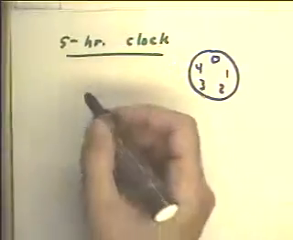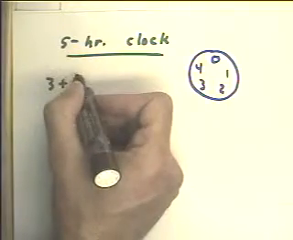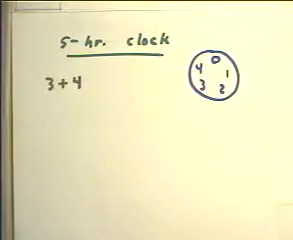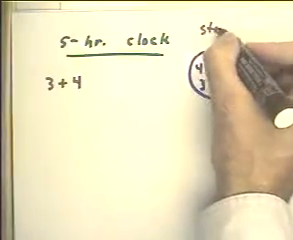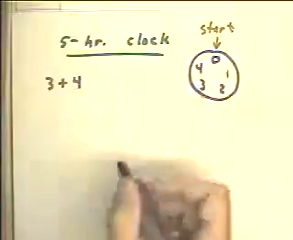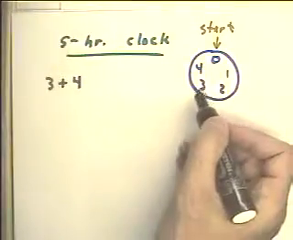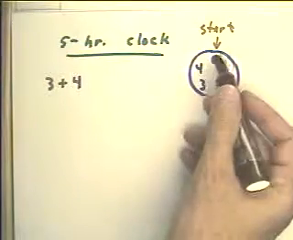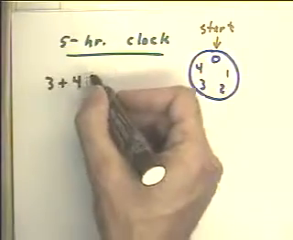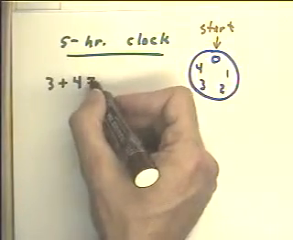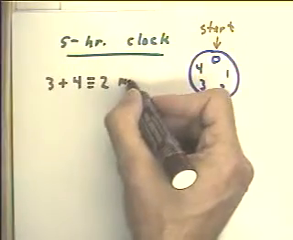What would we mean by, let's say, 3 plus 4 on the 5-hour clock? Let's say we start at the top, and then we go 3 hours, so that's going to bring us around to the 3, and then we go 4 more, 1, 2, 3, 4 more. That's going to end up at the 2 o'clock position. So we're going to say that 3 plus 4 is congruent to 2 on a 5-hour clock.